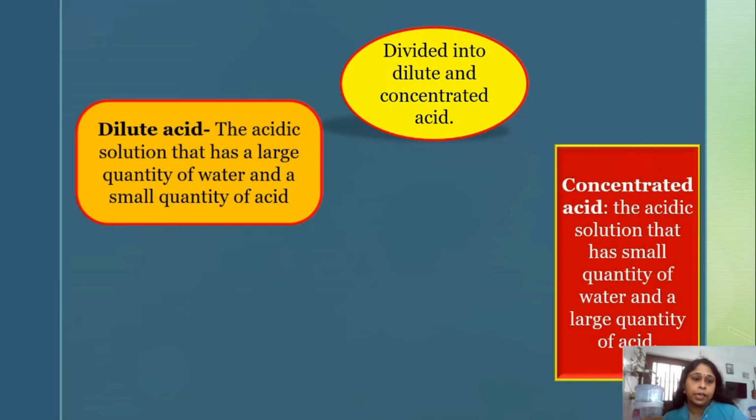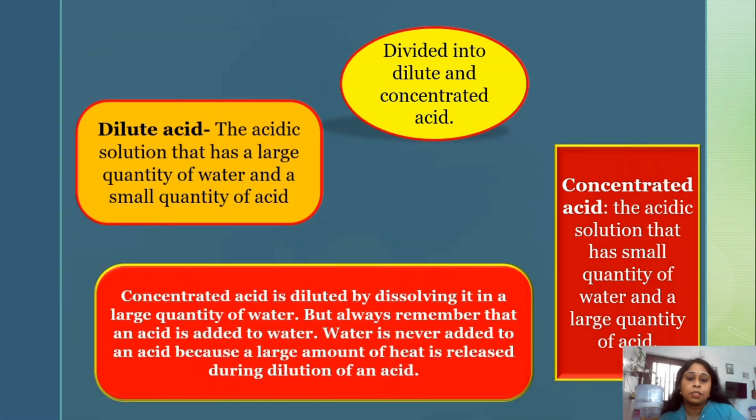Understood? Then the next one is concentrated acid. In concentrated acid, the solution has a small quantity of water and a large quantity of acid. So dilute acid means it has a large quantity of water but a small quantity of acid, but in a concentrated one, it will have a small quantity of water and a large quantity of acid. So this is basically the difference between a dilute and a concentrated acid.